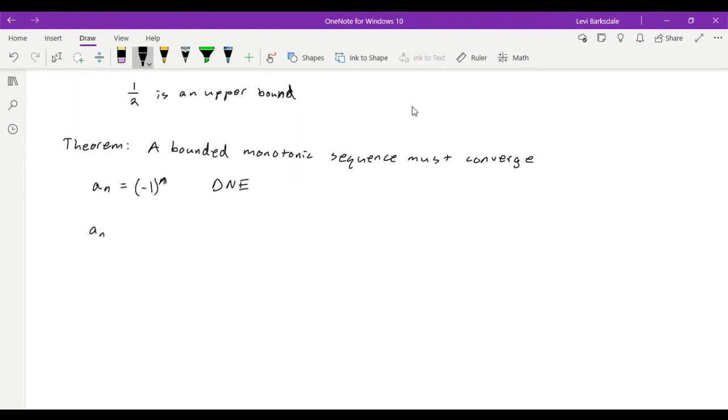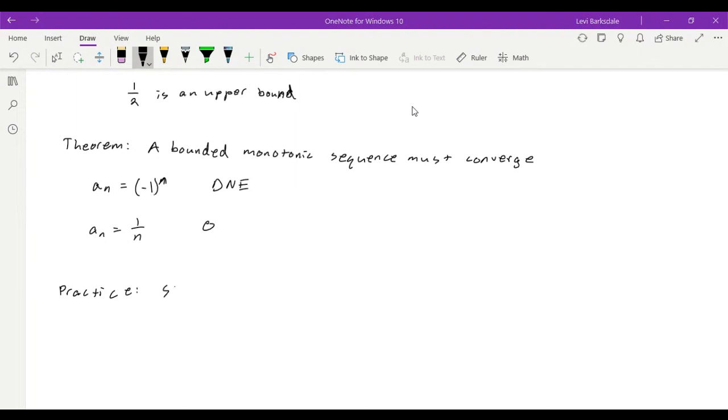But if we had the sequence a sub n is equal to just 1 over n, well then, this actually is monotonic and bounded, and its limit is 0. We could say that it converges to 0. This is a helpful theorem in some situations, so I just thought I'd note it down. We'll go ahead and give you a practice problem.